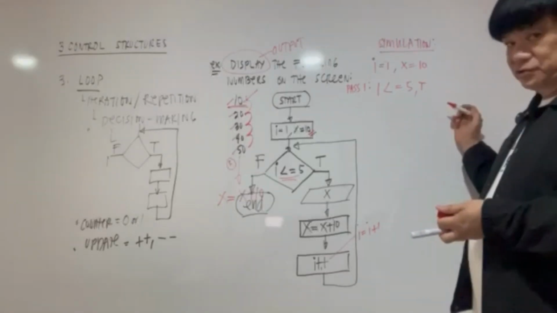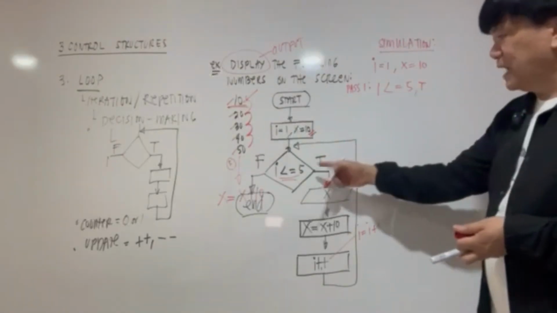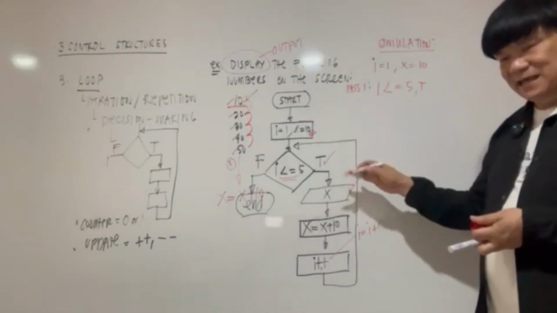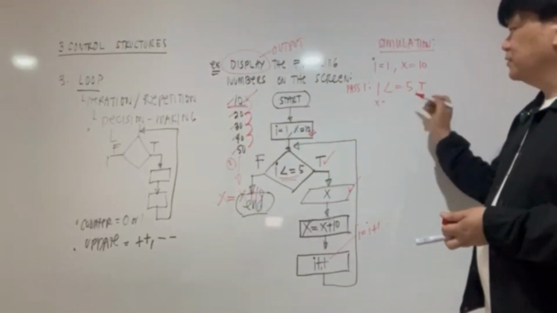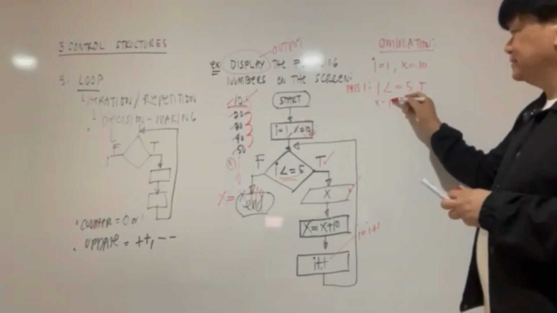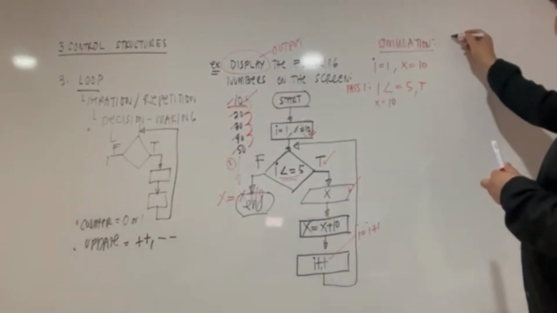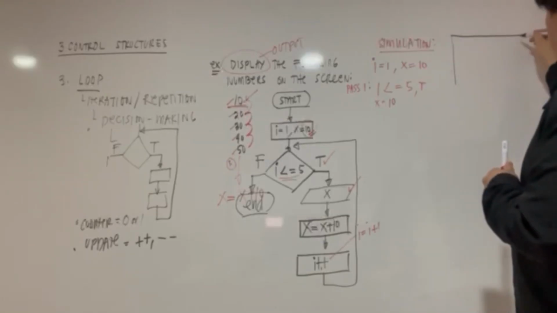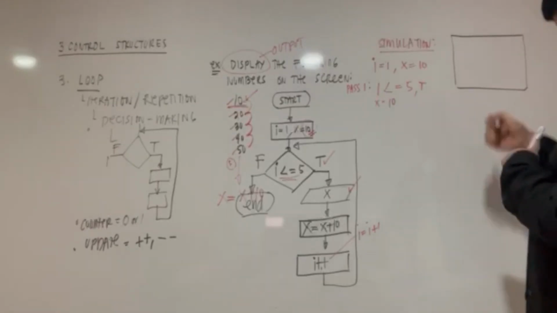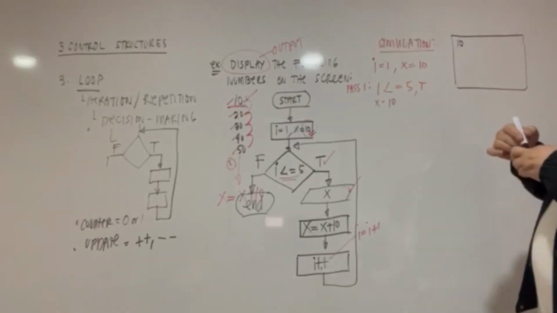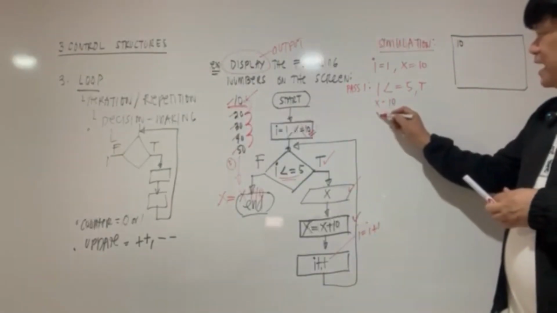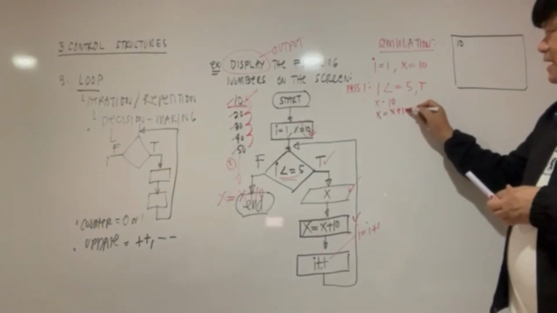And then that is true. What will happen? Let's go to the true side. It says output x, so we are going to output the value of x. What is the value of x? You have there 10. So let us create a box for the output. Let's say here 10. Then after that, what is the next instruction? The next instruction says x is equal to x plus 10.